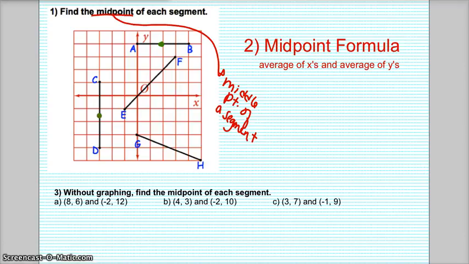Looking at letter F, slanted lines, we can still count our units. Looks like it's right here. 2 units away, 2 units away. However, that's not going to work all of the time. For instance, look at GH. When we go to count the boxes, they're not whole lines.